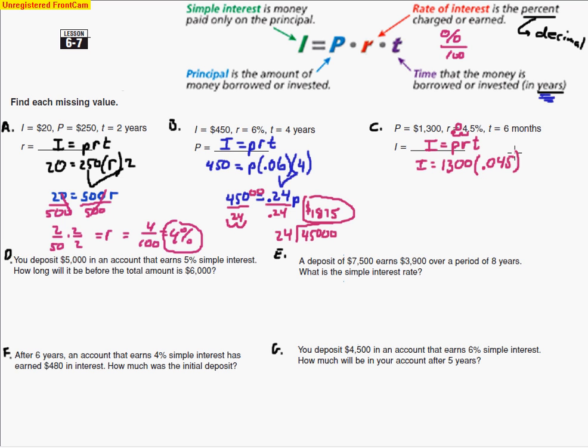Uh-oh, we got a problem here. We're not in years. Remember, it's got to be in years. This is months. How much is 6 months? Well, that's just 1/2 of a year. It's 1/2 year, but I'm in decimals here, so let's just change this 1/2 to a decimal. What's 1/2 as a decimal? Well, it's just 5/10. So 5/10 years is the same exact thing. So that's what I'm going to use, 0.5.